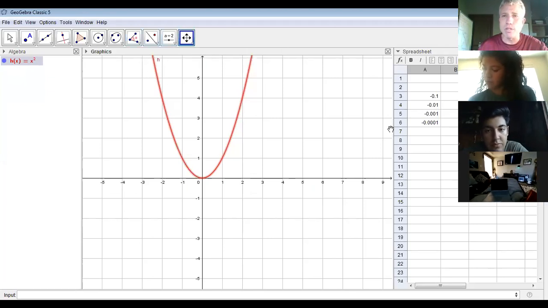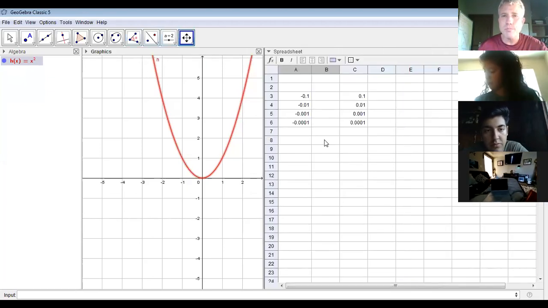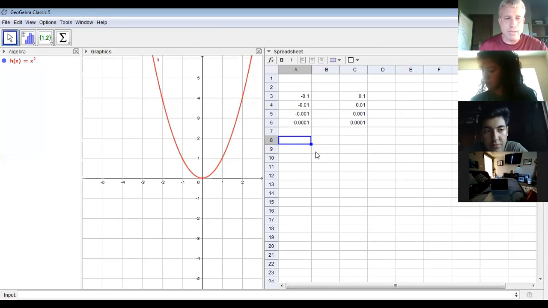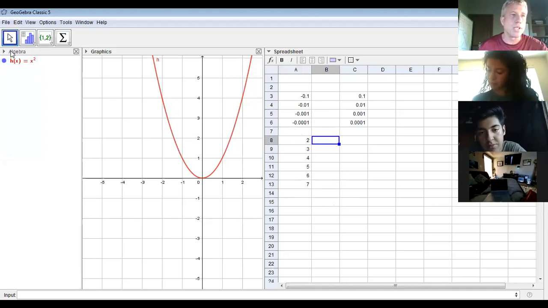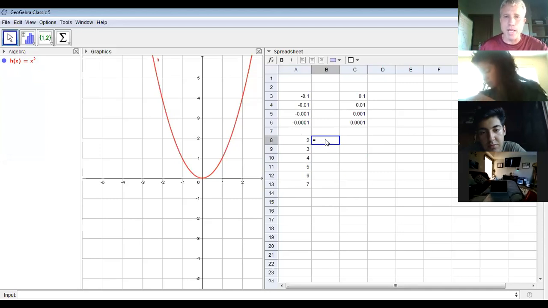So when I go into the spreadsheet, if I want to calculate some values, let's say 2, 3, see how smart GeoGebra is today. So I got 2, 3, 4, 5, 6, 7, and I want to put these numbers into my function h of x. So what I do is I click into the cell, I go equals. I have to have an equal sign.